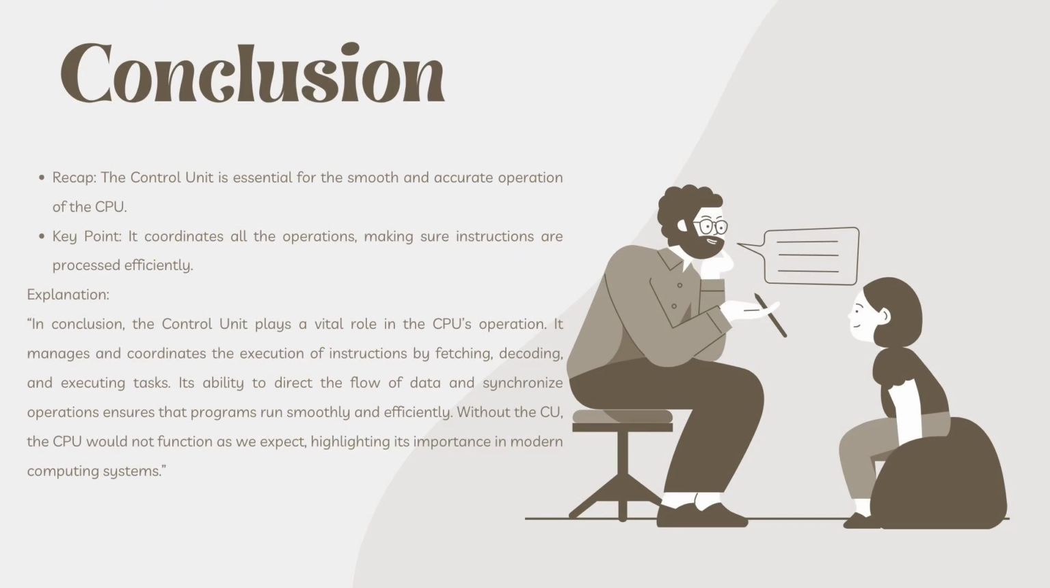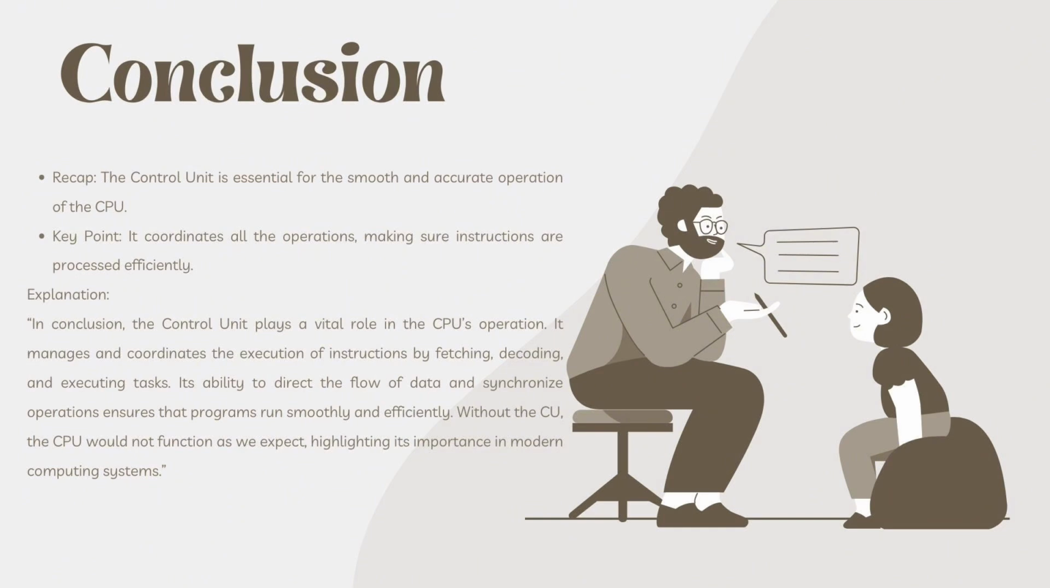1. Recap. The control unit is essential for the smooth and accurate operation of the CPU. 2. Key point. It coordinates all the operations, making sure instructions are processed efficiently. Explanation. In conclusion, the control unit plays a vital role in the CPU operation.